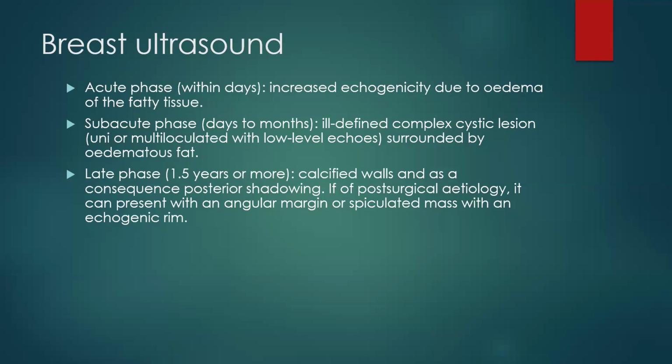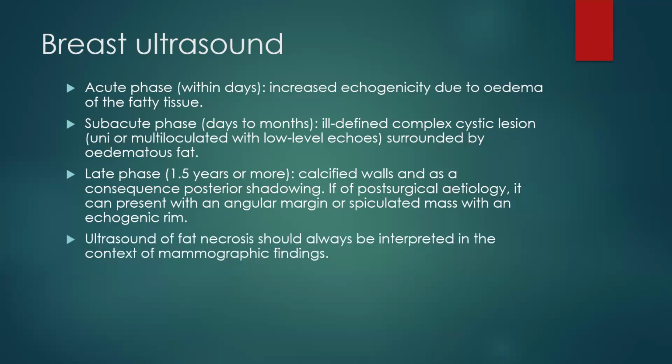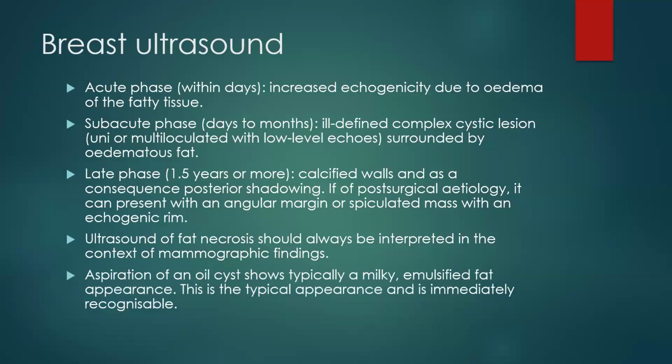If it is post-surgical, it can present with an angular margin or spiculated mass with an echogenic rim, raising the suspicion for malignancy. Ultrasound of fat necrosis should always be interpreted in the context of the mammographic finding. Aspiration of an oil cyst typically shows a milky emulsified fat appearance. This is the typical appearance and is immediately recognizable.